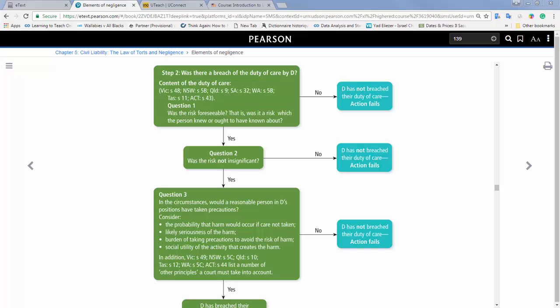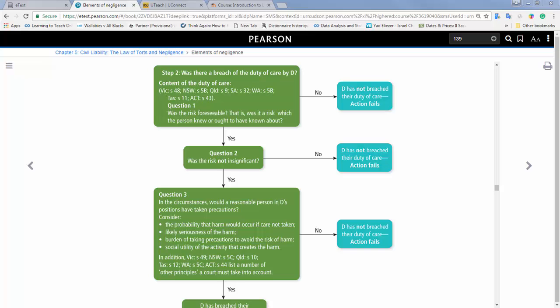So if it is not insignificant, then there was a risk that you should have looked at and you should have done something about. Then we go to the third question, and that asks us that in the circumstances, so you're looking at every fact that you have about this case, would a reasonable person, again going back to the objective test, in this position have taken precautions?